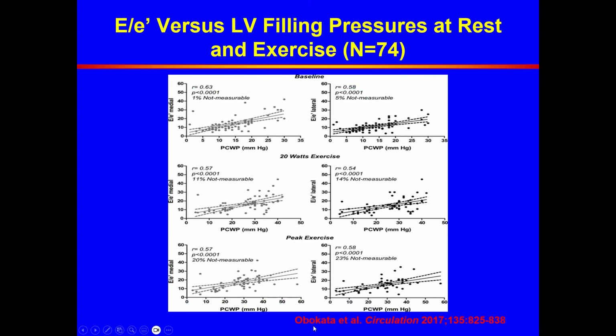More data still from the Mayo Clinic, more recent, 2017, showing what happens to the E to E prime ratio, septal and lateral, at baseline, with exercise at 20 watts, and with peak exercise, with significant correlation. So that change in exercise E to E prime ratio is tracking what is happening to the mean wedge pressure with exercise.